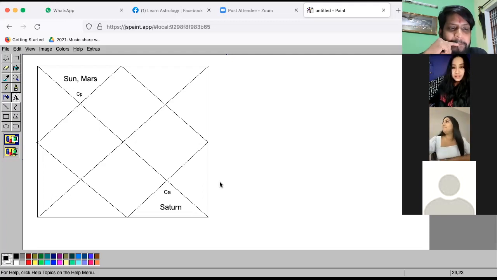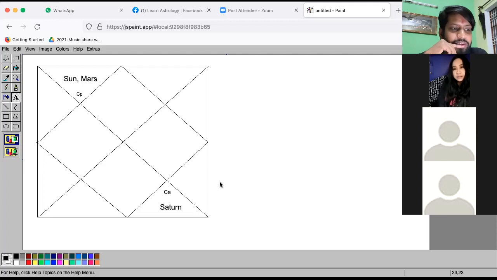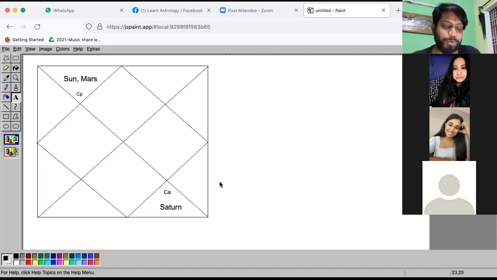What are the other significations of Cancer? Don't use water and movable. What are the normal ones which you discuss in the Facebook groups? No, don't go to my table which I have just made. It's very easy. You have to just think of the most primary signification of the Cancer sign.